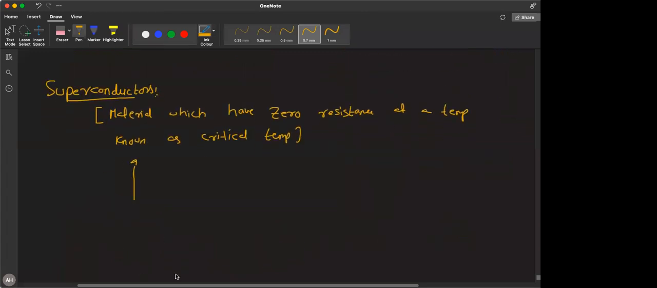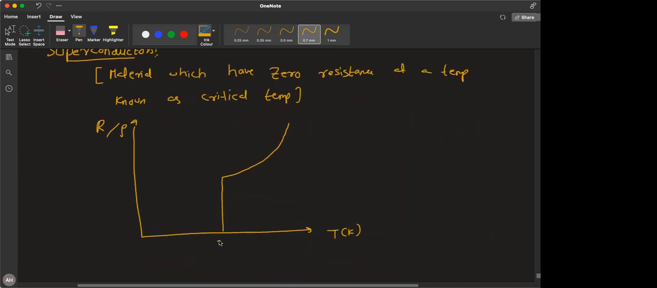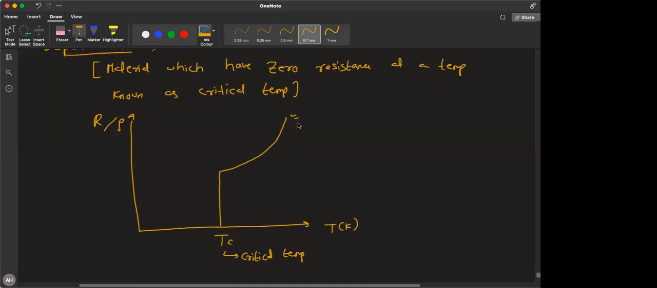So if I take temperature in Kelvin, and this is the resistivity or the resistance, in some materials, when you decrease temperature, the resistance decreases, and at a critical temperature your resistance will drop to zero. We call this temperature the critical temperature. These are very, very interesting materials, because zero resistance means no wastage of power.